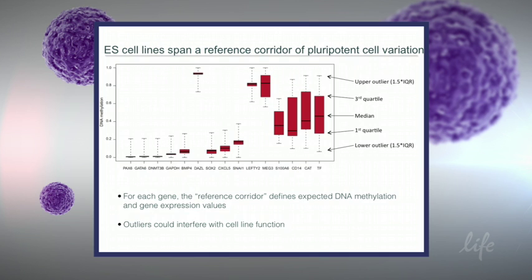So these genes are always unmethylated across all the different lines that we profile. On the other end of the spectrum, you see these other genes here where you see a wide range of DNA methylation values. And again, the same is true for gene expression. Wide range of DNA methylation values across these different cell lines.